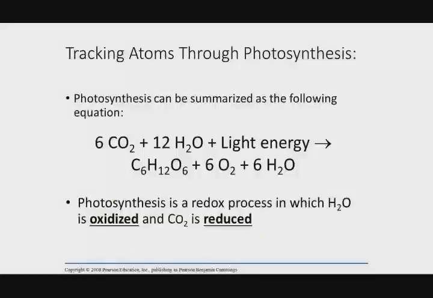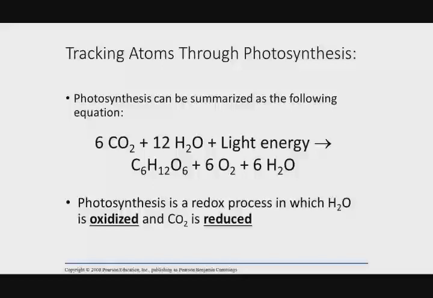Now, if we look at a summary of photosynthesis, we can see what we've talked about already: we have CO2 coming in, it's our carbon source, we have a utilization of water and light energy, and out the other side we get carbohydrate, oxygen, and water as a byproduct. So what we're ultimately doing is oxidizing water.